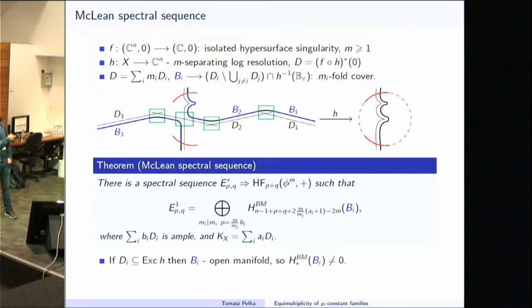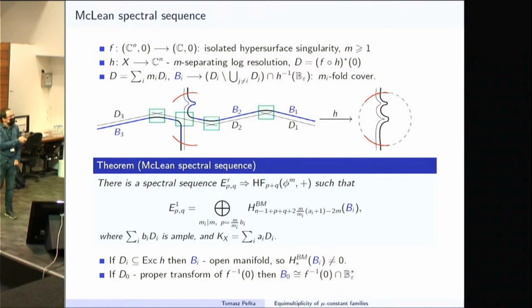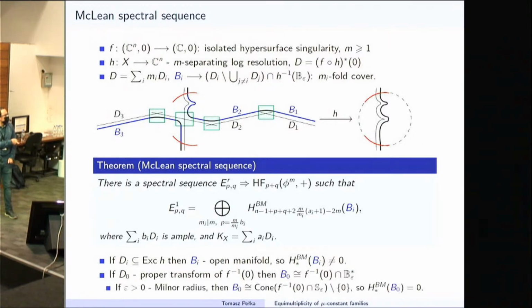What is important here? If I consider the exceptional divisor, then this B_I is an open manifold. And it is a covering of the divisor minus the intersection points with the others. So its Borel-Moore homology is non-zero. If I look at the proper transform of the singular fiber, this corresponding B_I is homeomorphic to the singular fiber minus the singularity. By the conical structure theorem, if I start with a Milnor radius, then this B_0 is just a cone over the link minus the origin. So its Borel-Moore homology vanishes because the cone contracts to its base when I remove the vertex.